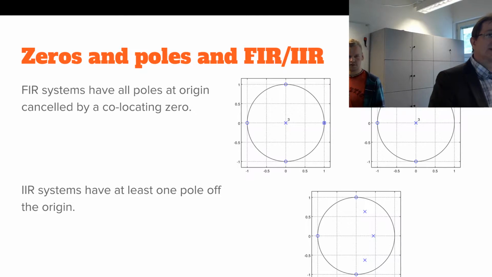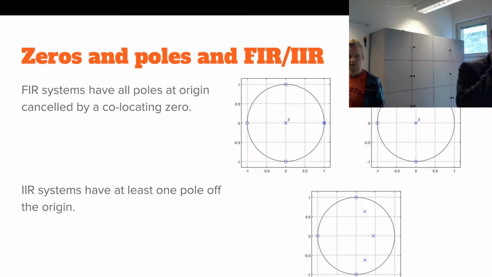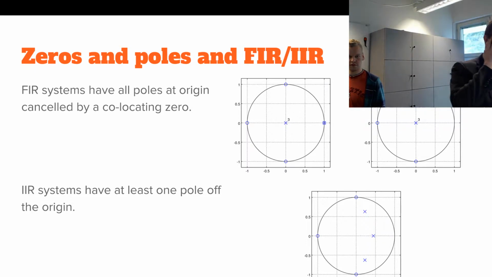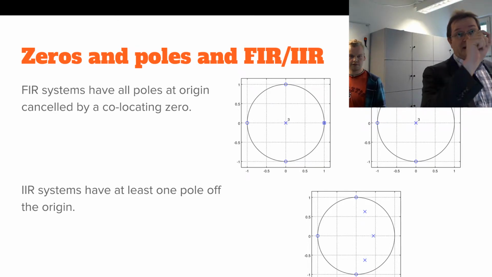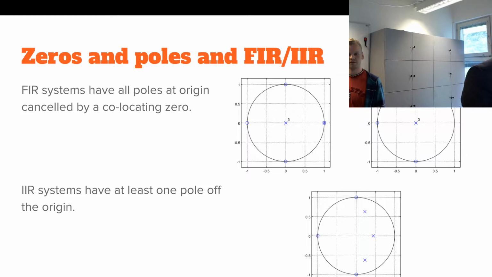Okay, then about zeros and poles and how we know from the zero-pole plane, or Argand diagram, if the system is a FIR or IIR. That's quite simple. If you have any poles elsewhere than at the origin, or an uncancelled pole on the unit circle, then you fundamentally have an IIR system.